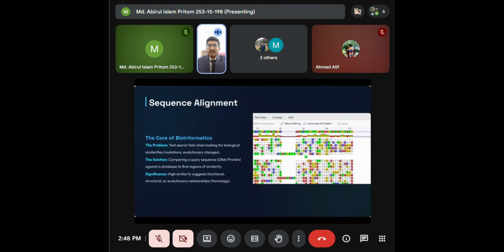In sequence alignment, a DNA or protein sequence is compared to millions of sequences in a database to find similar regions. If two sequences are very similar, it usually means they are related in terms of function, structure, or evolution. This helps scientists identify genes, predict protein function, and understand diseases. That's why sequence alignment is called the core of bioinformatics.